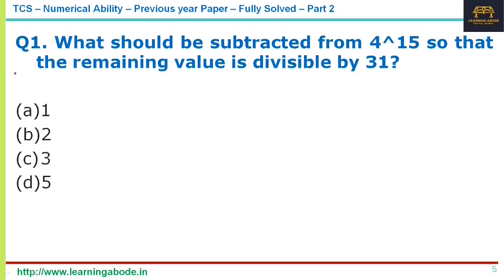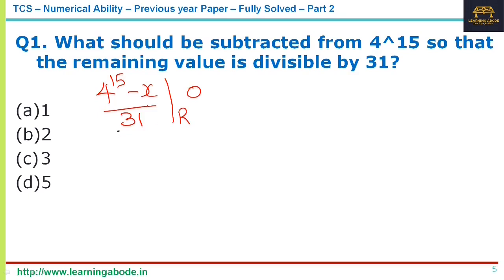Okay, now question number 1. What should be subtracted from 4 power 15 so that the remaining value is completely divisible by 31? This question is based on remainders. So you should subtract something, after which when you divide by 31, the remainder is 0. So this is the question.